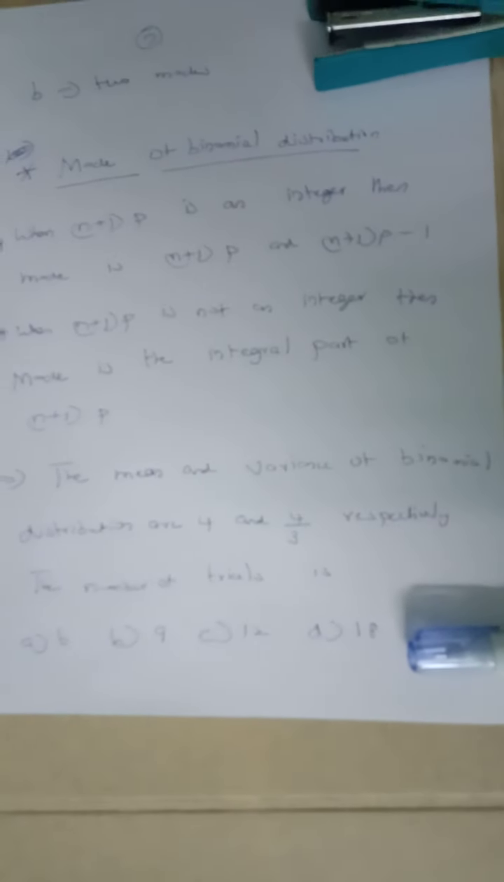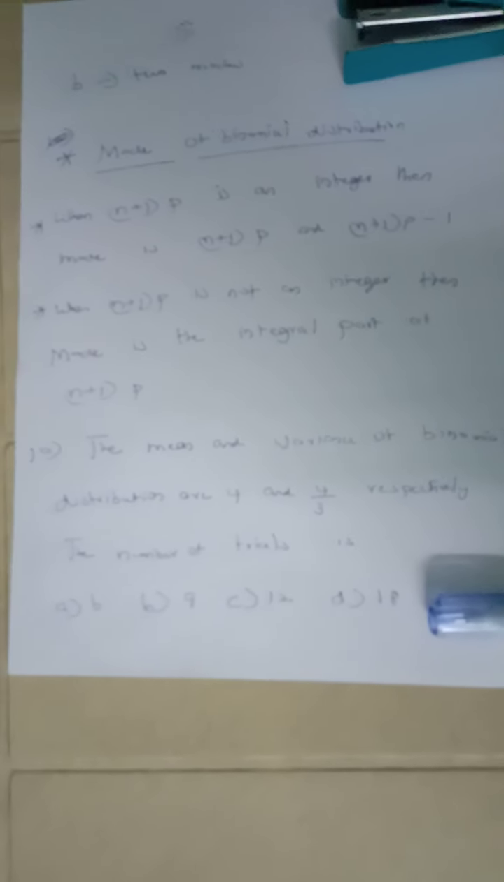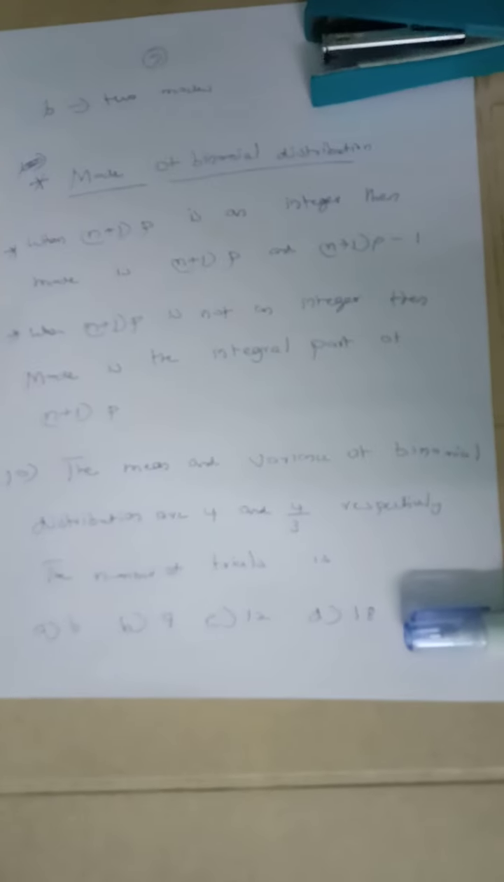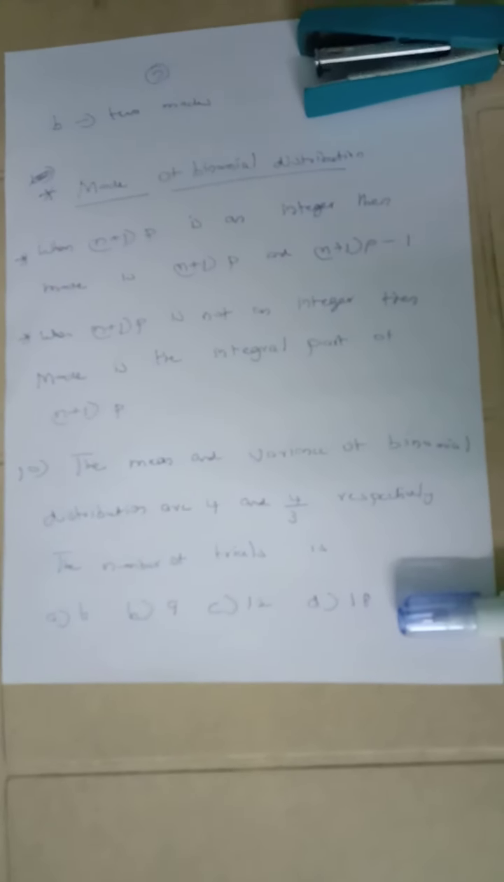Suppose we are not getting an integer value. Suppose we are getting 7.25 as the value of n plus 1 into p. In that condition we take the integral part of n plus 1 into p. 7.25 gives 7. So mode is equal to 7. So there may be two modes for binomial distribution. There may be one mode also. So here, for a binomial distribution, there may be how many modes? So 2 modes is the correct answer. Option B.